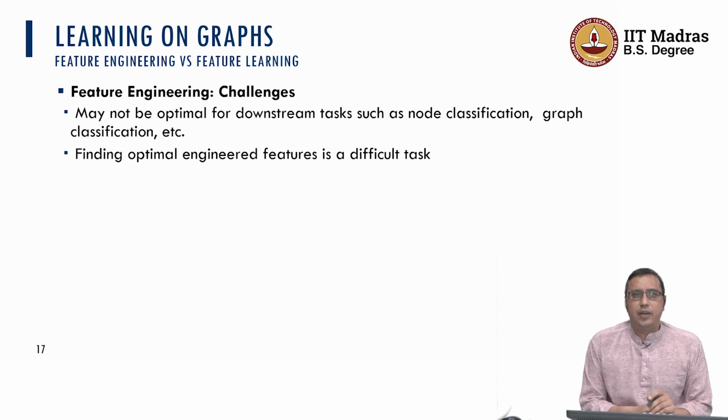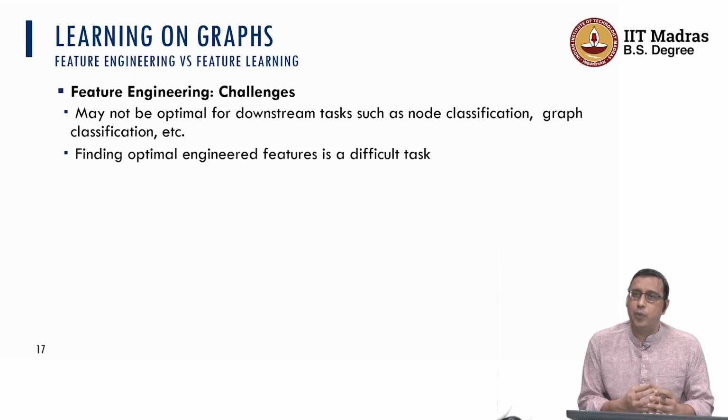It is possible that whatever features we have chosen may not be optimal for downstream tasks such as node classification or graph classification, because we have used features without taking into account the downstream task. Finding an optimal engineered feature is a difficult task and we have to go through trial and error. Now the question is, can we do it automatically?